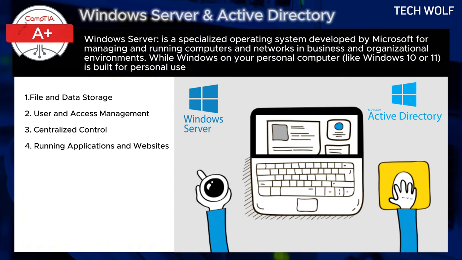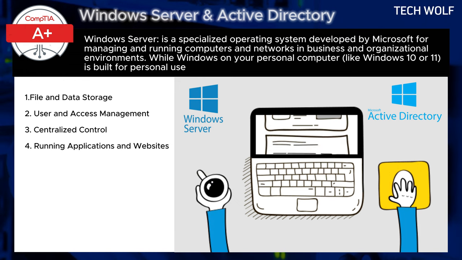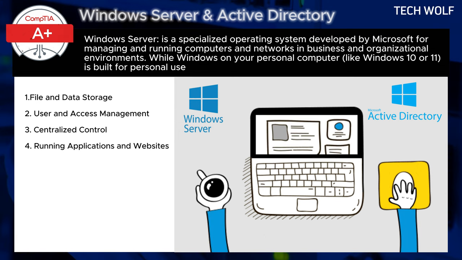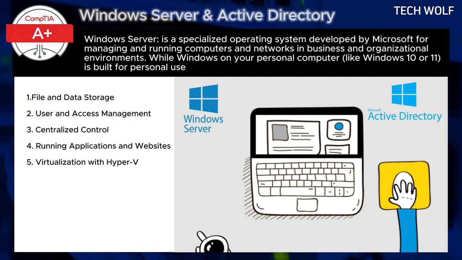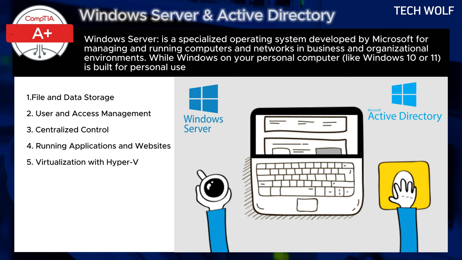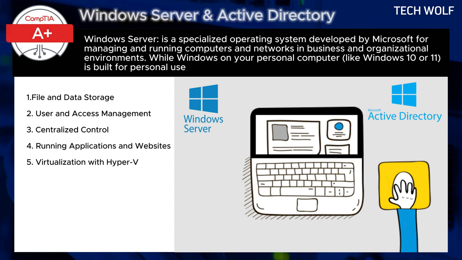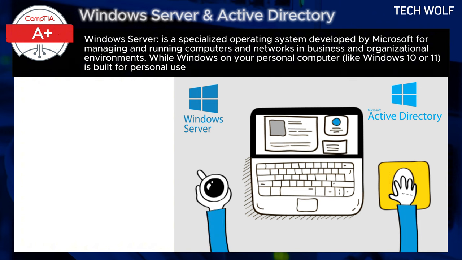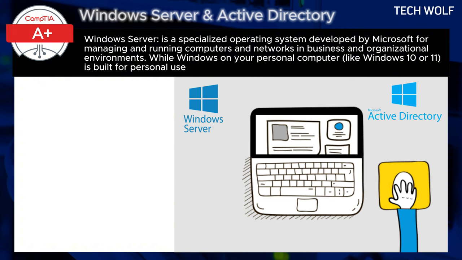Running applications and websites. Windows Server supports various services like IIS, or Internet Information Services, that allow it to host websites and web applications. This feature is widely used by businesses to run their websites, intranets, and other internal applications. Virtualization with Hyper-V. Windows Server includes Hyper-V, a tool for creating virtual machines, or VMs. This is useful for businesses that want to run multiple virtual computers on one physical machine, helping them save costs and efficiently manage resources.